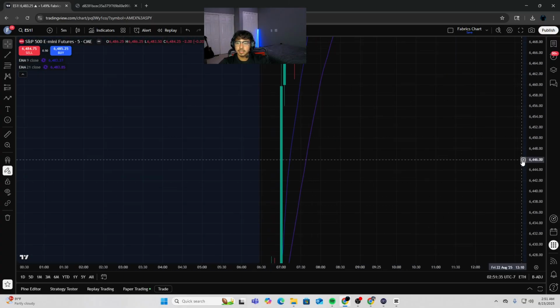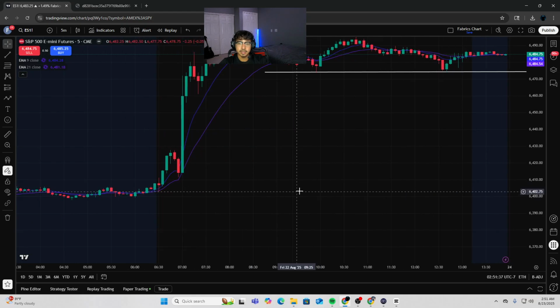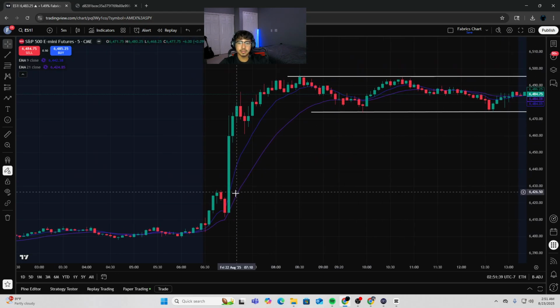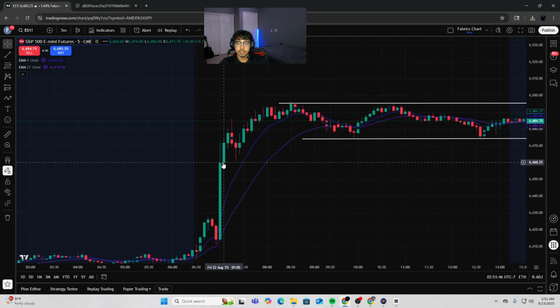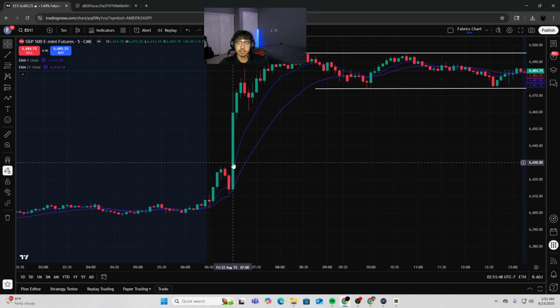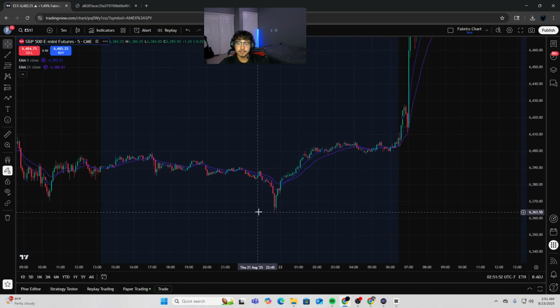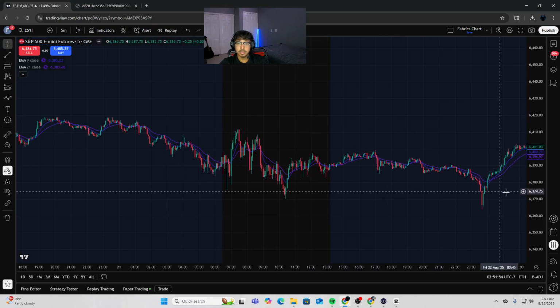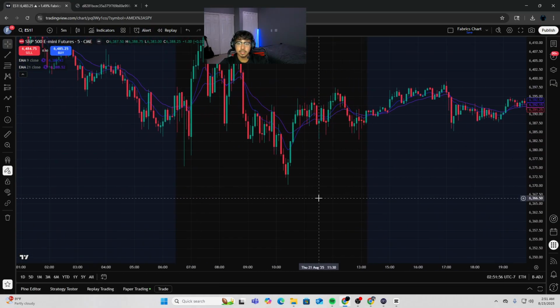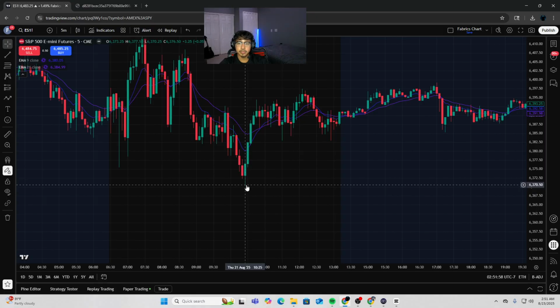We can also see this fat candle. This was actually a news candle, and you can tell how positive the news was that caused this whole rally. After this rally, we just consolidated because all the volume had already happened in this candle. We can also see, let's say again here, this is the most bullish.